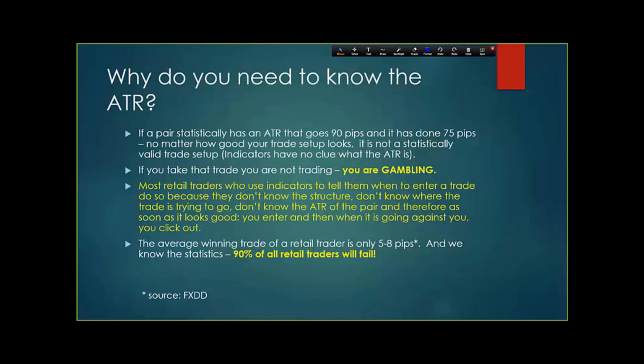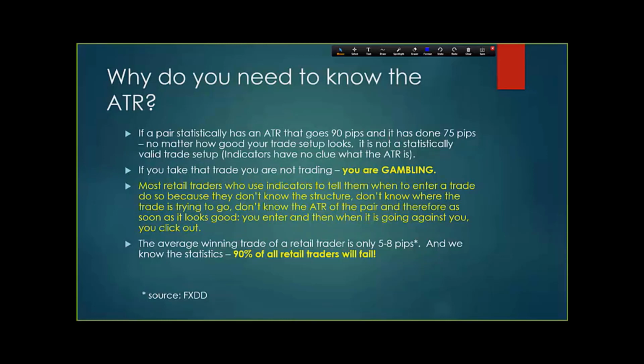I used to be a consultant for FXDD. FXDD at that time was the second largest retail trader broker in the world. Okay, I was up in the pits one day and I was talking to the traders who run the board, and I said, "Tell me, what does the average retail trader get? You guys are the second largest group of traders, broker in the world with retail traders. What is the average retail trader's winning trade?" They told me 5 to 8 pips. That's it. And 90% of all retail traders will fail. You'll see in a later lesson why that happens.